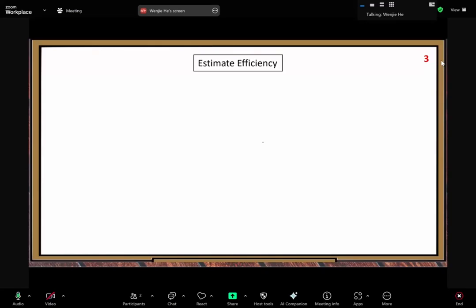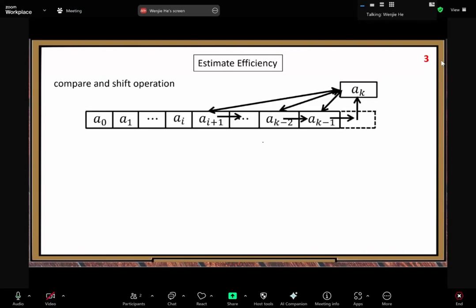Here, although we have two types of operations, assignment operation and comparison operation, we treat comparison as the basic operation. Although every time we need to do one comparison and one shift operation, let us just count the number of comparisons here. That's the diagram for a typical insertion operation here.